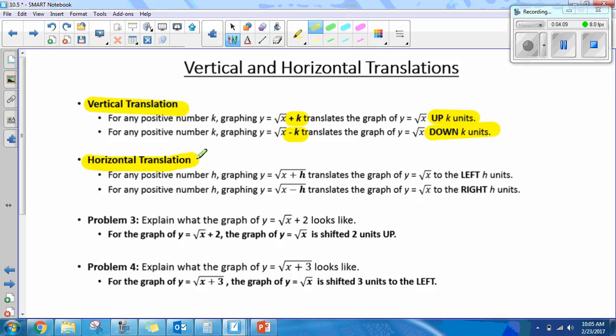For a horizontal translation, for any positive number h, graphing y equals radical of x plus h, notice that that's under the radicand, translates the graph of y equals radical x to the left h units. And for any positive number h, graphing y equals radical of x minus h translates the graph of y equals radical x to the right h units.